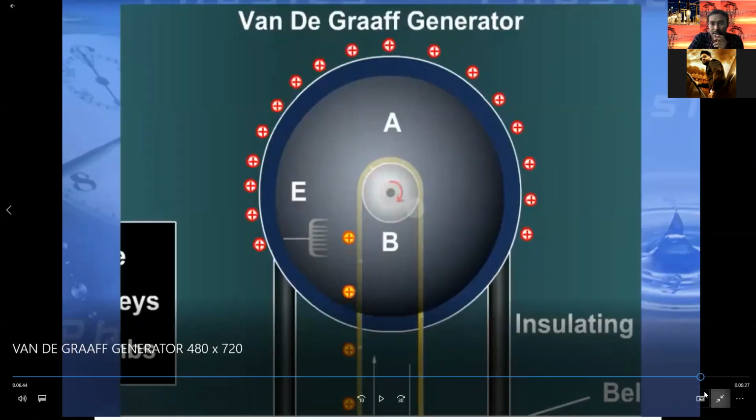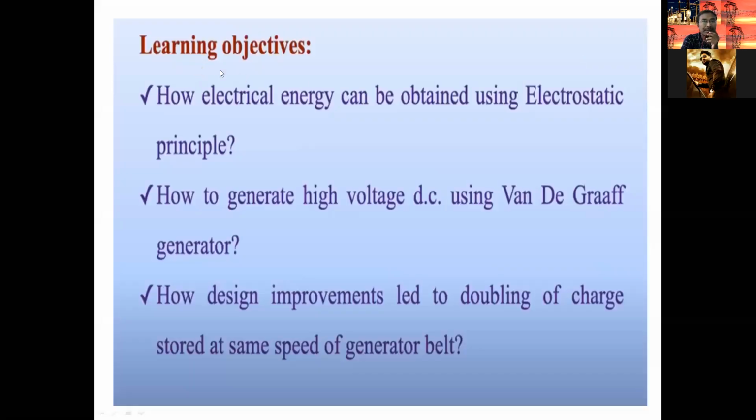It's clear. All of you understood? So this is the working principle. Now the learning objectives. In this Van de Graaff generator, how electrical energy is generated, how electrical energy can be obtained using the electrostatic principle, we have to study. How to generate high voltage DC using the Van de Graaff generator. How design improvements lead to doubling of charge stored at the same speed of the generator. So these are the different concepts we have to discuss today. Understand?